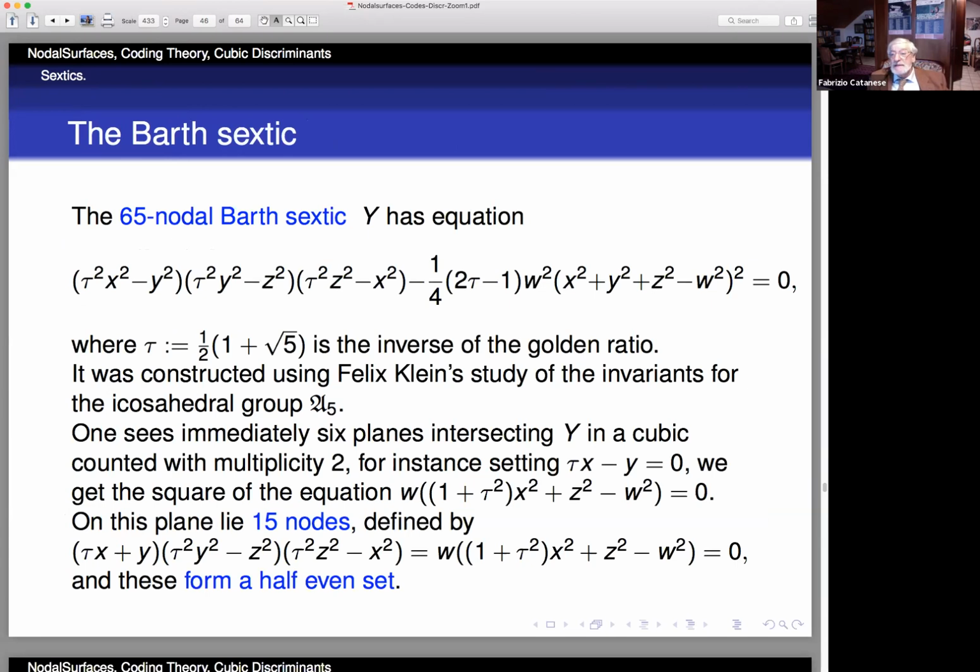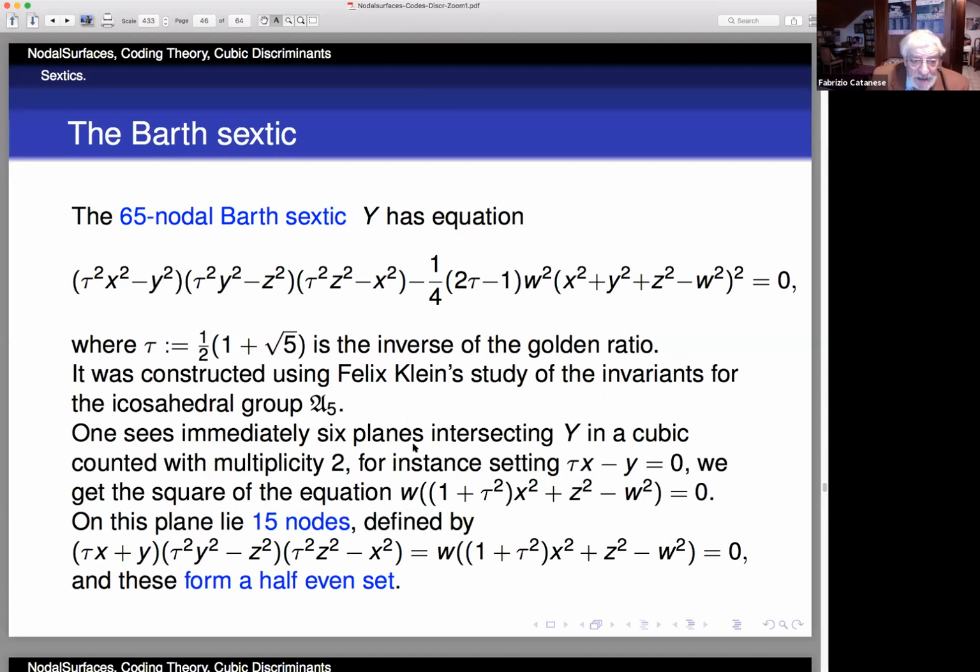Let's go to the sextics, which are the most interesting and mysterious. So the Barth sextic has an explicit equation, where tau is the inverse of the golden ratio. And Barth used the study of the invariants done by Felix Klein for the action of the icosahedral group, A5.